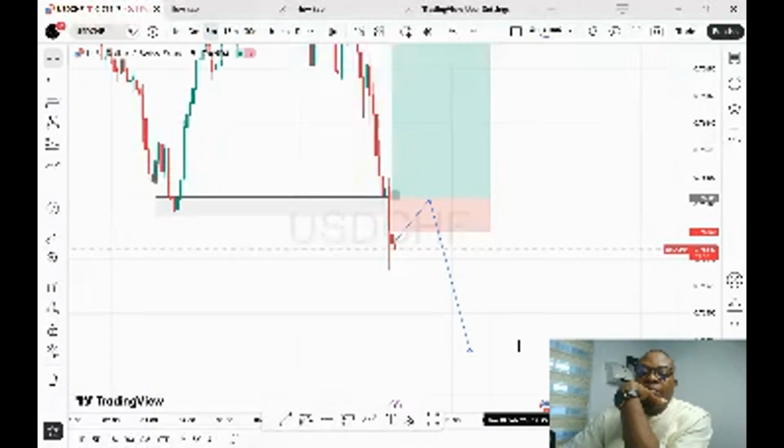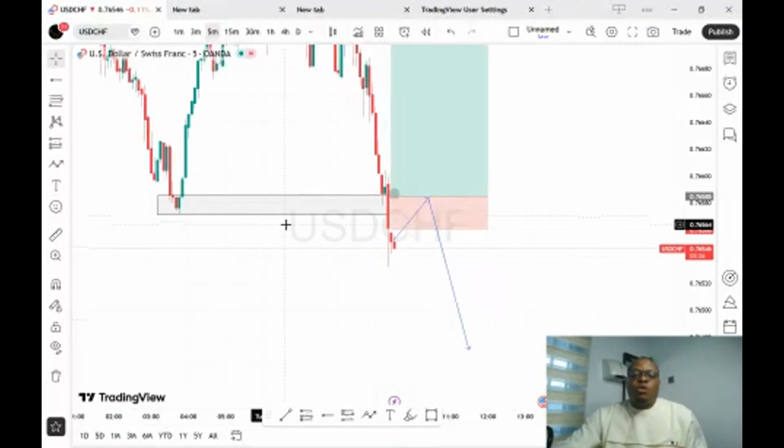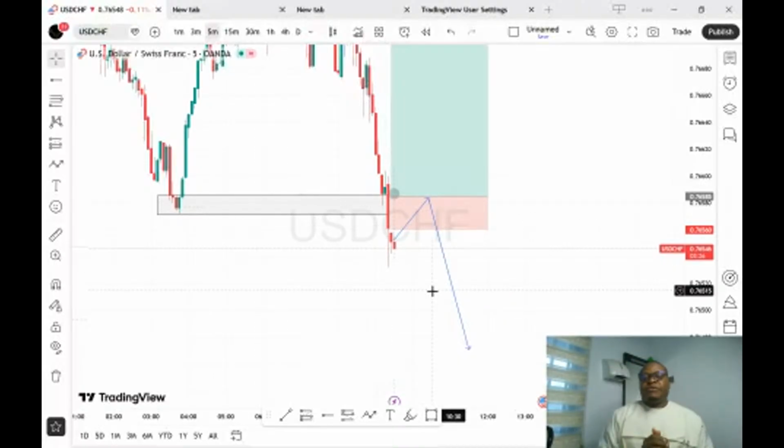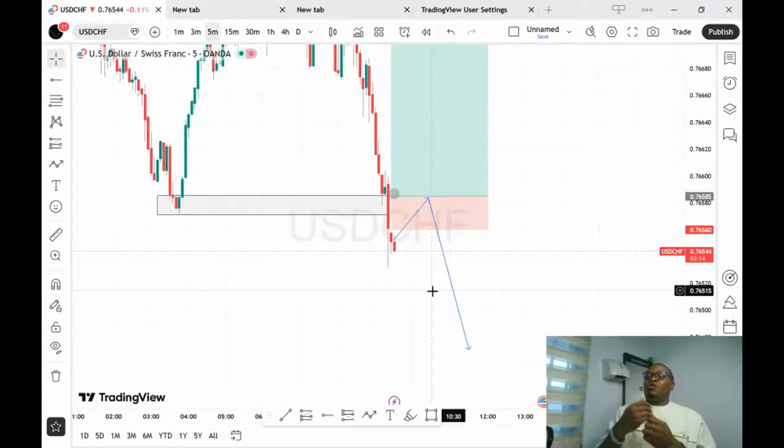I don't know if you're understanding me. Automatically, this order block that has failed has turned to a breaker block. So that's how it is in general. When a particular order block fails, that order block will automatically turn to a breaker block, giving you another opportunity to trade with the current structure.